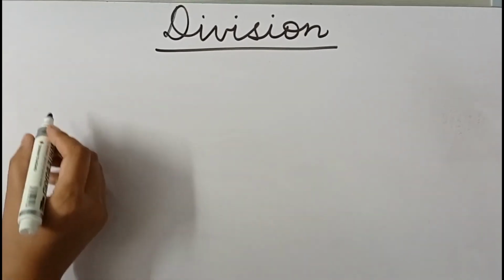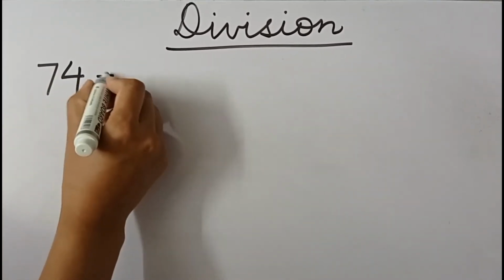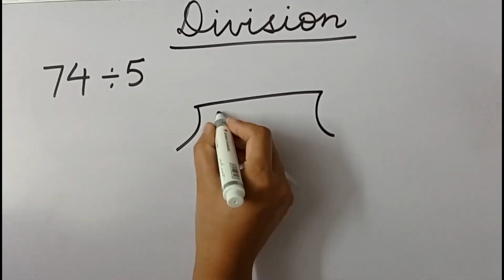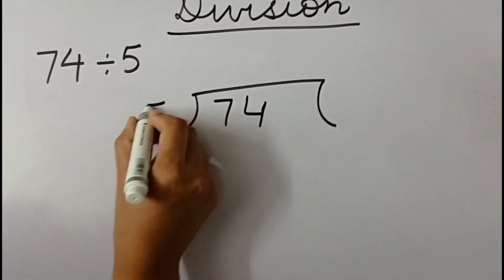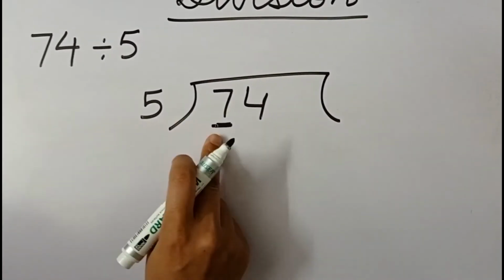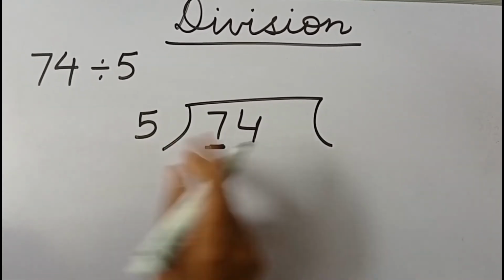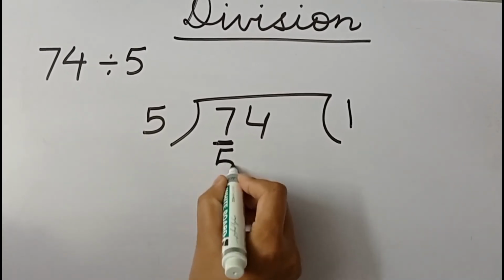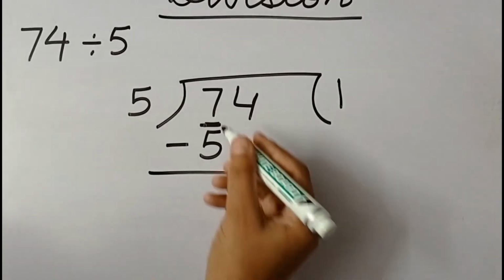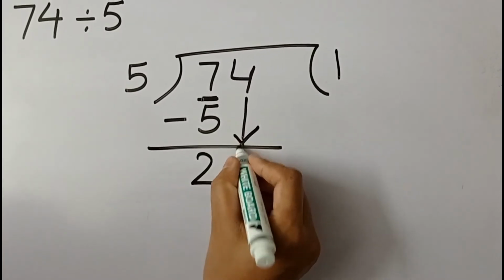Let us take one more example. We will take 74 divided by 5. Write 74 here and then 5. Concentrate on 7. Bigger than this, then we will see if 7 is there in 5's table. 5 1s are 5. 7 is not there. We will take something less than 7, which is 5. 7 minus 5 is 2. Then 4 is brought down.